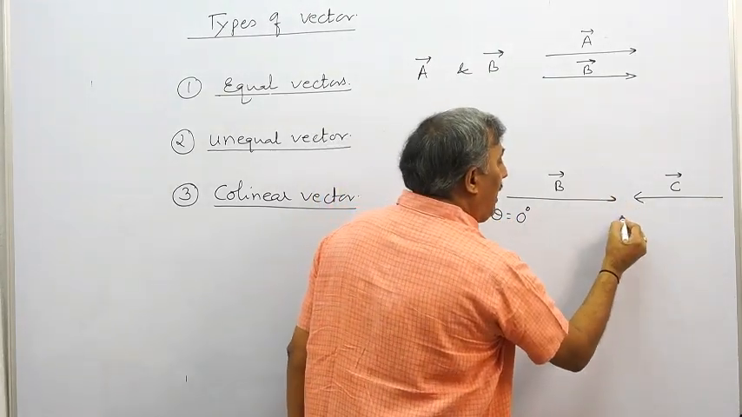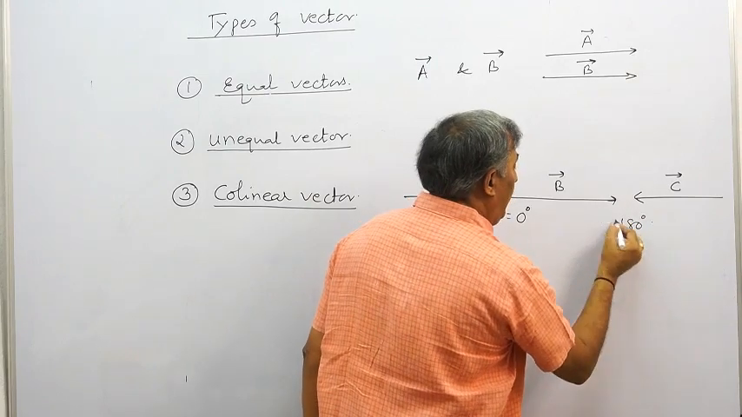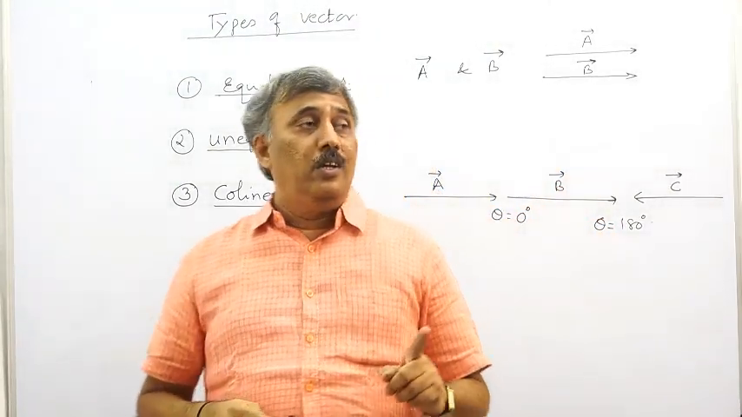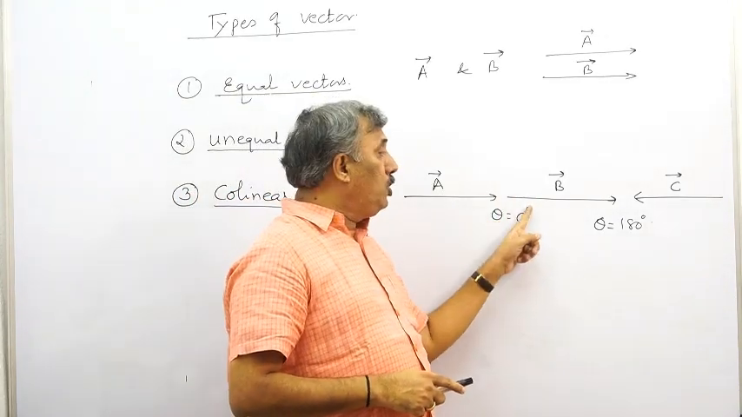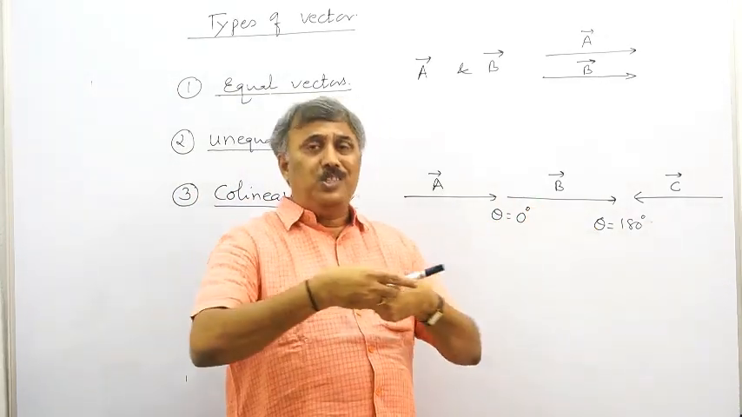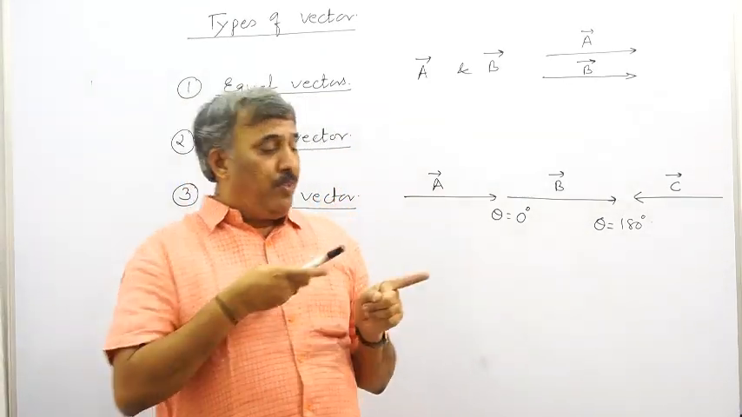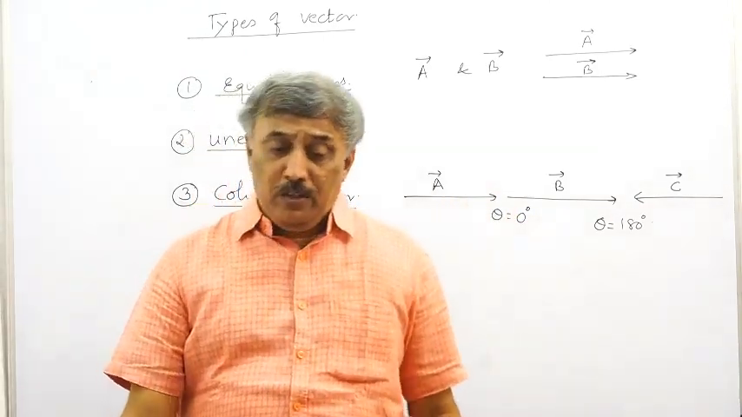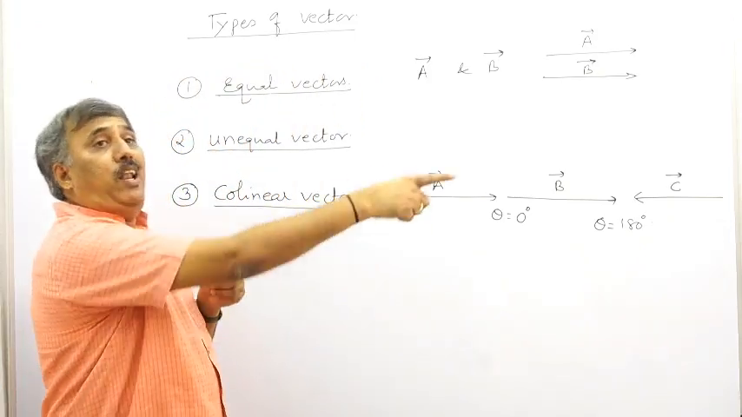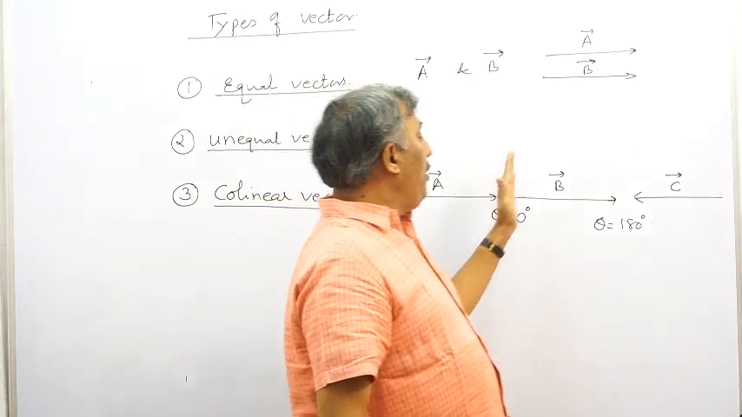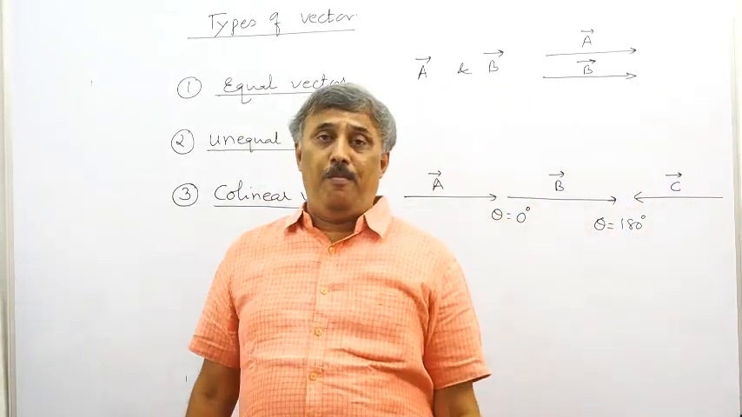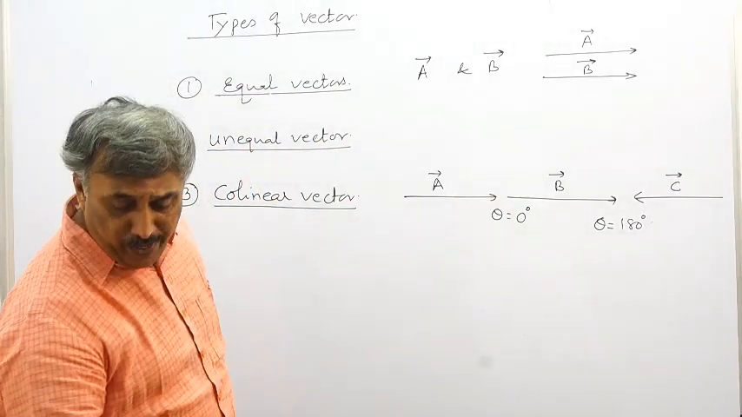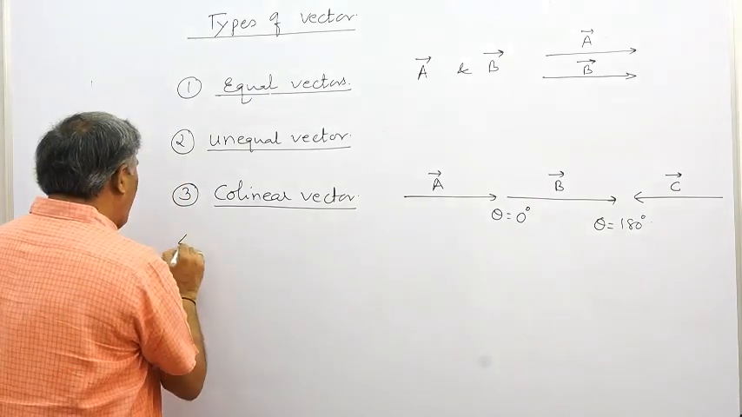भैया, B आणि C मधला अँगल किती आहे? 180 डिग्री, because they are opposite in direction. हे कोलिनियर वेक्टर्स आहेत, ज्यांच्यामध्ये अँगल झिरो असतो किंवा 180 असतो. अपोजिट असतील तर अँगल 180 आणि सेम डिरेक्शन असतील तर अँगल झिरो. So the vectors lie along the same line, so that the angle between them is either 0 or 180 degrees. Such vectors are known as collinear vectors.